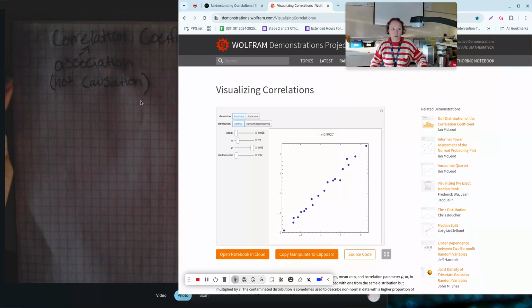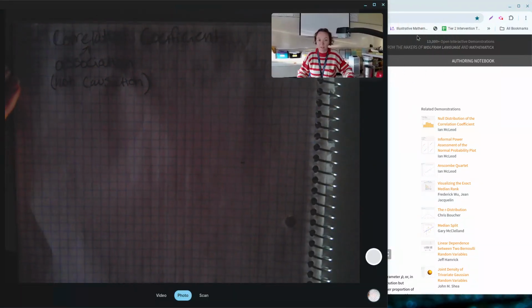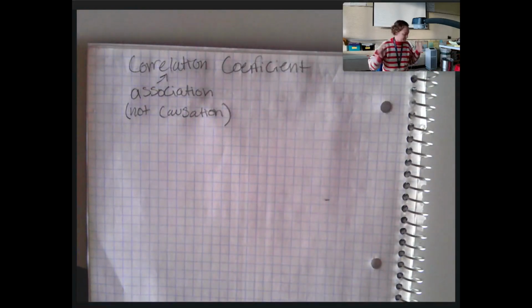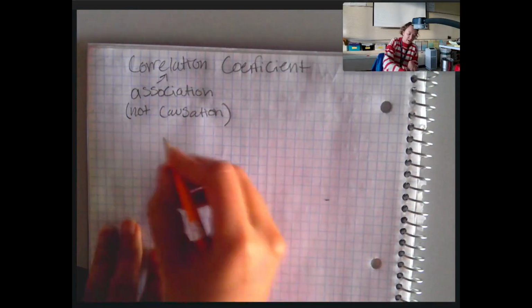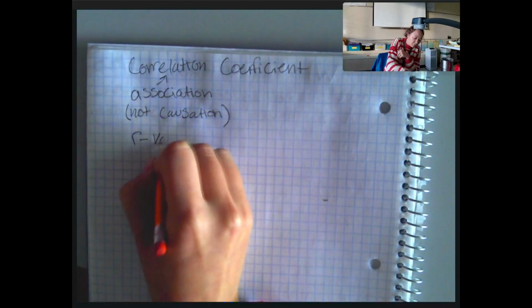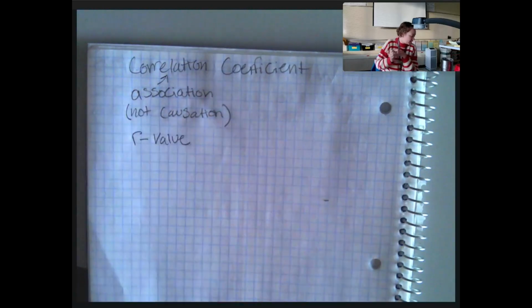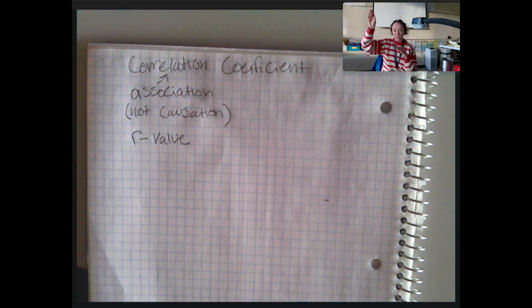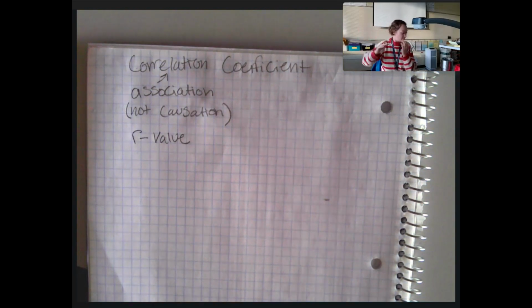Okay, so let's go back to our notes and take a look at some of the things that we can say about this. So first of all, we learned that correlation coefficient can also be called the R value, and it measures both the direction of the slope, not the number of the slope, but the direction of the slope, and also the strength of an association.